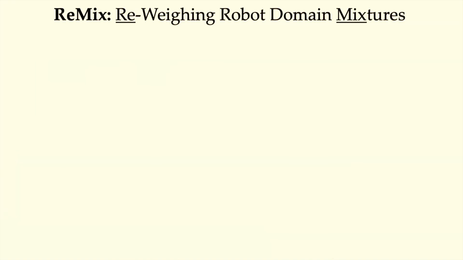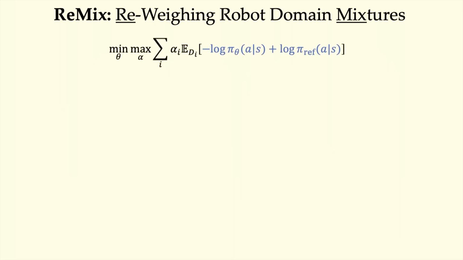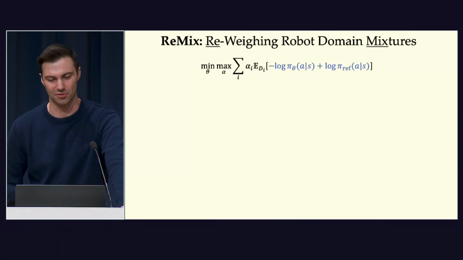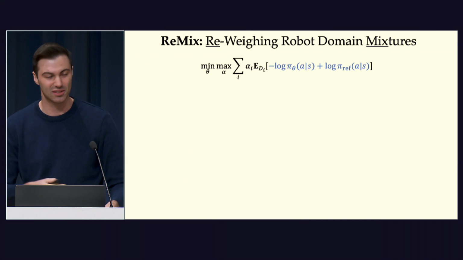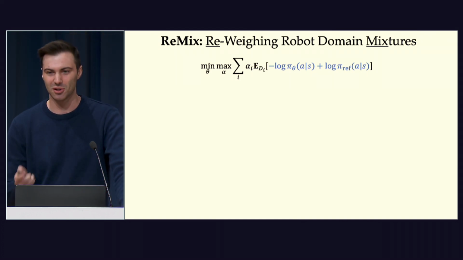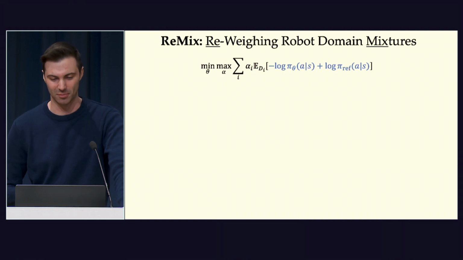And so using that, we introduce our method, which is called ReMix, or Reweighing Robot Domain Mixtures. We're just going to do a robust optimization over this learning potential. As you can see, this is the same equation from before, which is the robust optimization, and the blue terms are that learning potential that we're trying to optimize.